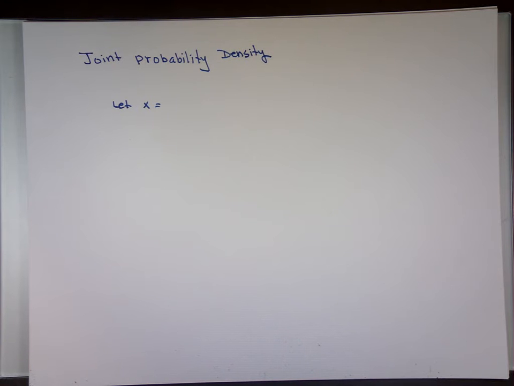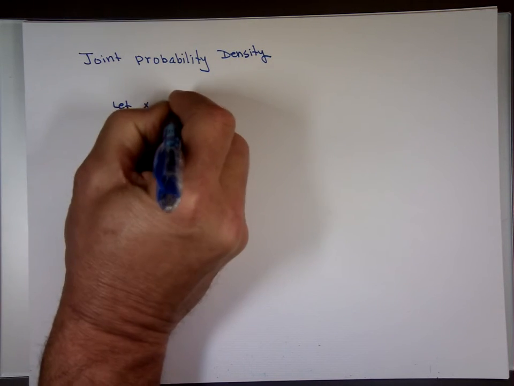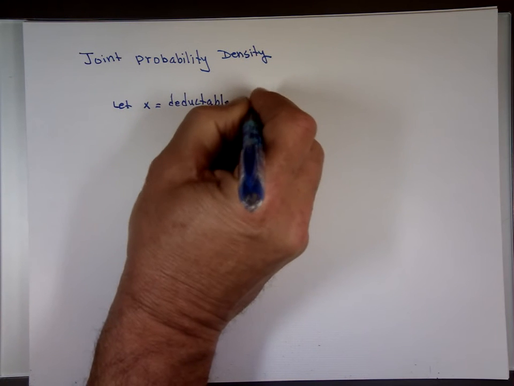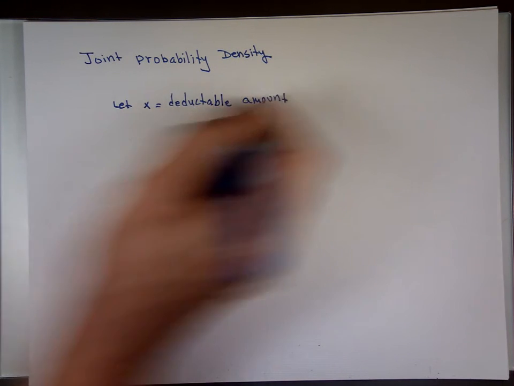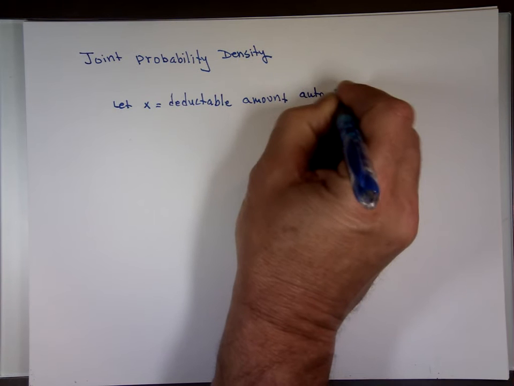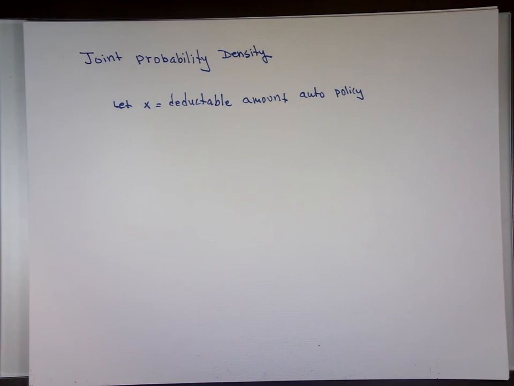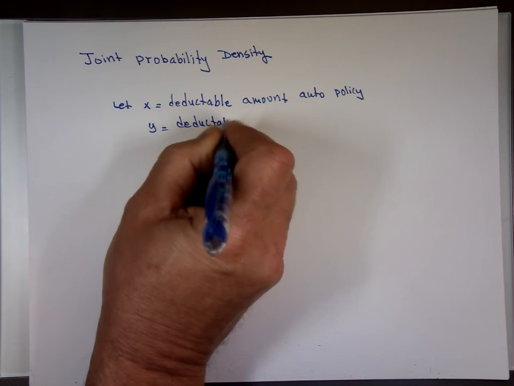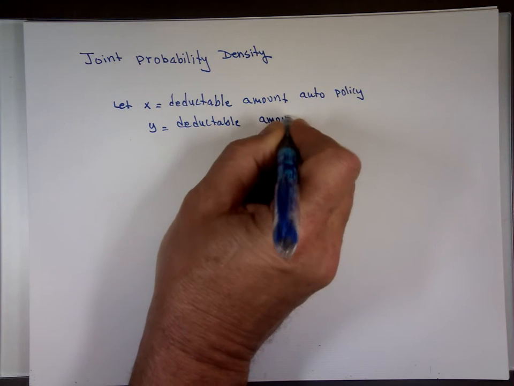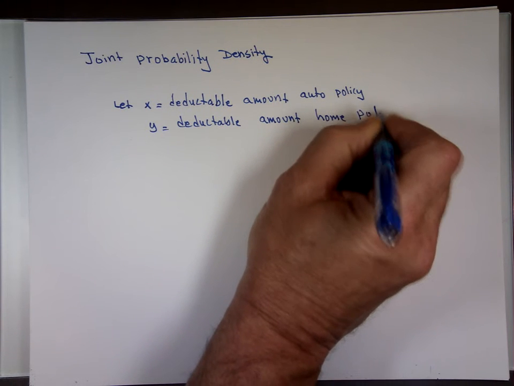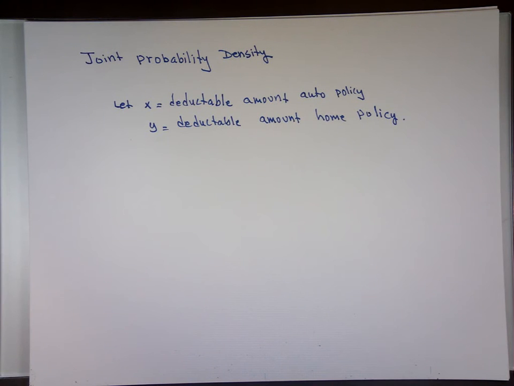So let's define X as the deductible amount on your auto policy, and let's define Y as the deductible amount on your home policy. So Y is your home, X is your car or your motorcycle.